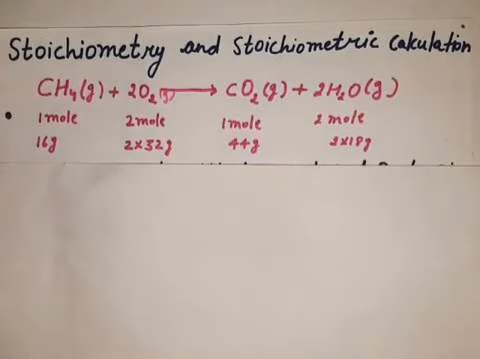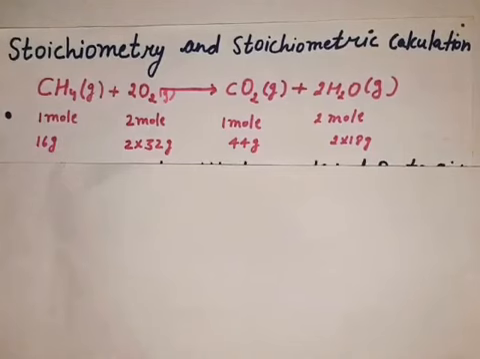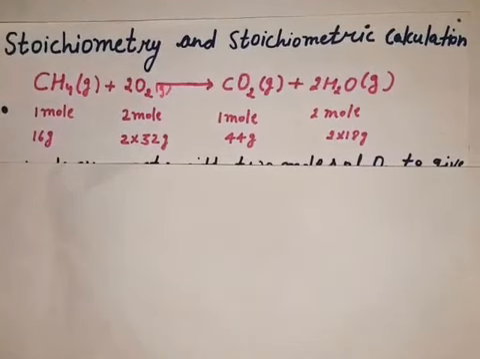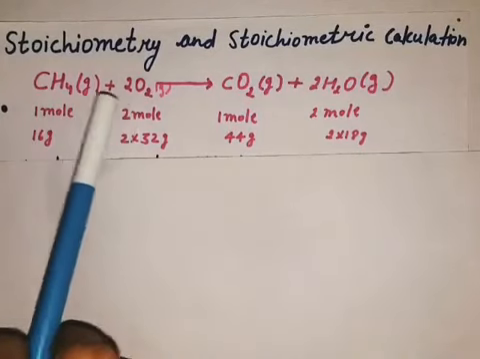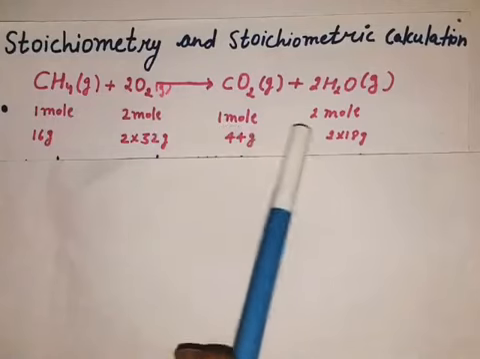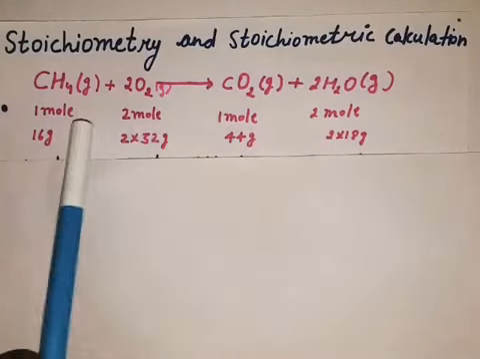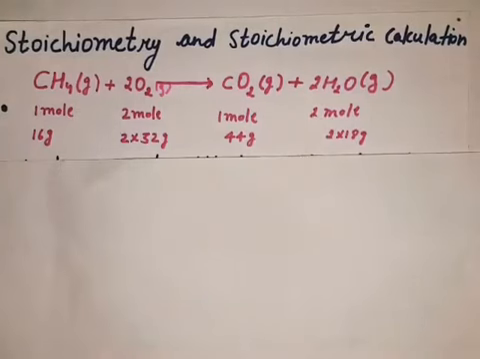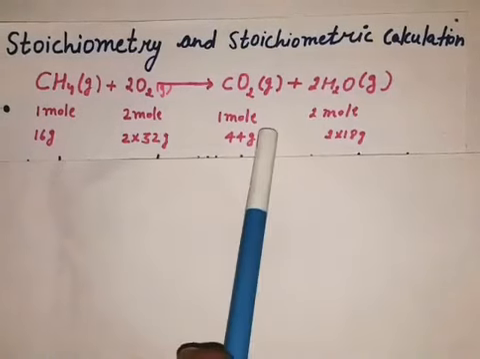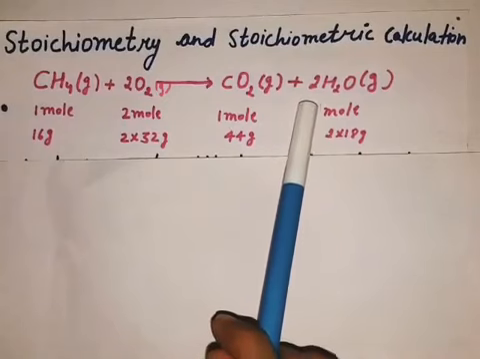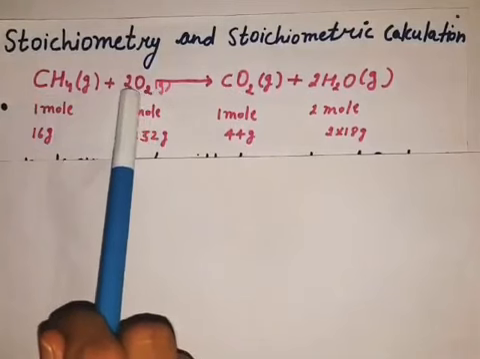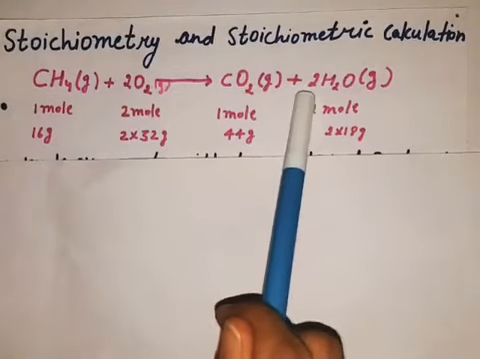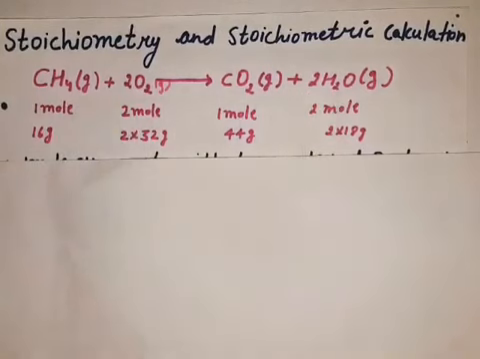Stoichiometry is a Greek word and its meaning is to measure an element. When we write a chemical equation, suppose we take the example of combustion of methane, it results in the formation of carbon dioxide and water. First we have to balance this chemical equation. When we balance any chemical equation, we use some coefficients, like here we are using 1, 2, 1, 2. These coefficients which are used to balance any chemical equation are known as stoichiometric coefficients.